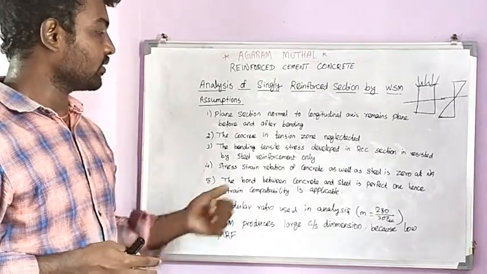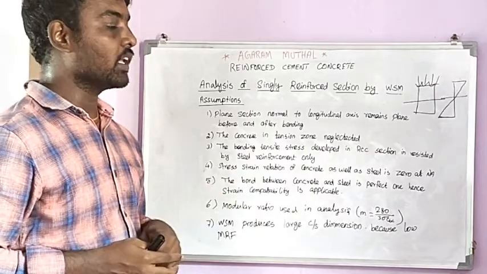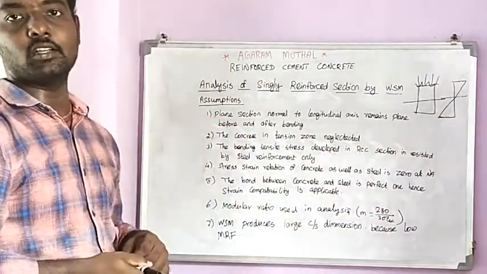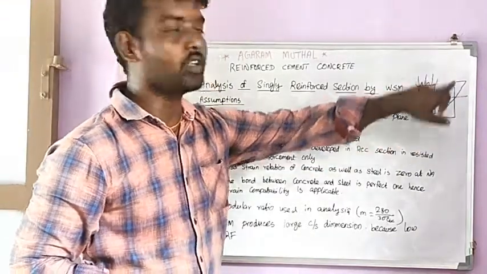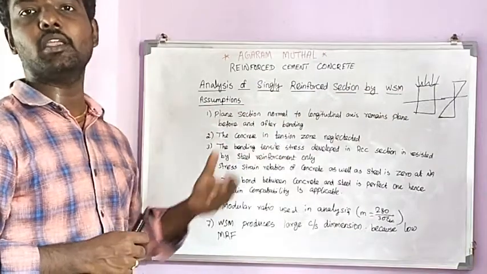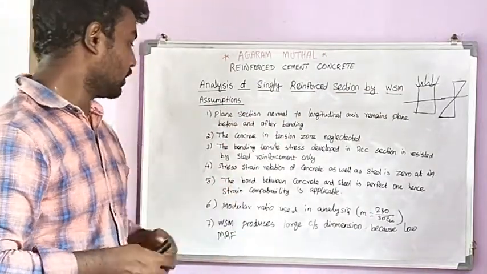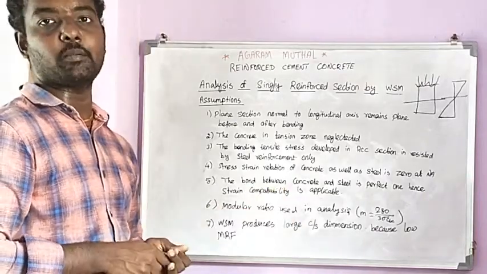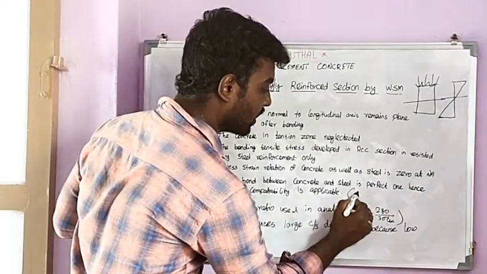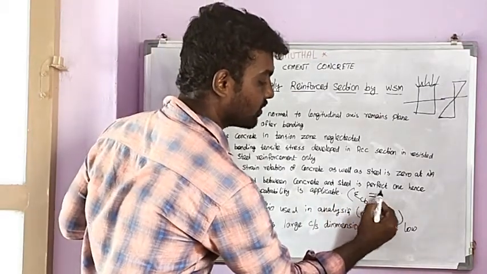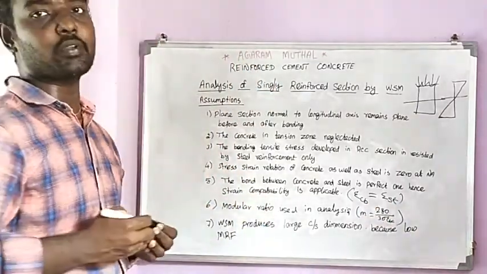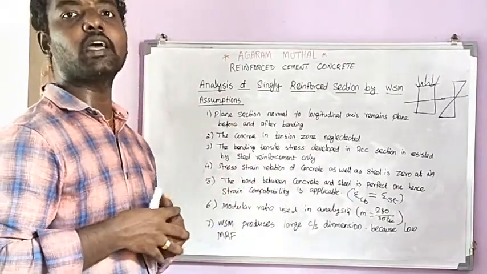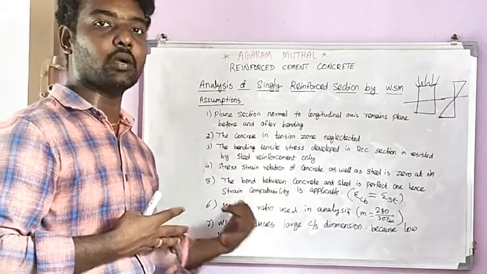The fourth one is that the stress-strain relationship in concrete as well as steel is zero at the neutral axis. The stress and strain should be zero at the neutral axis at the center, and maximum at the extreme ends. Both the compression and tension extreme ends should be maximum, and at the neutral axis it should be zero. The next one is that the bond between the concrete and the steel is perfect. Hence strain compatibility is applicable. Strain compatibility means the strain in the concrete compression zone is equal to the strain in the tension zone. This is called the compatibility relation. Because of the proper bond, there should be no slip between the concrete and steel in the compression and tension zones.